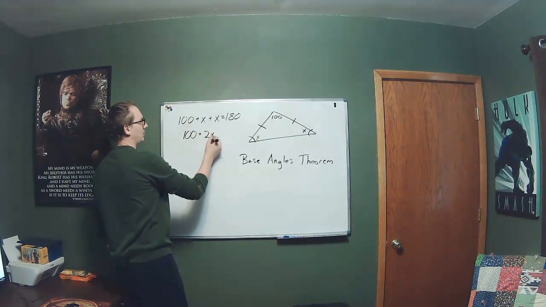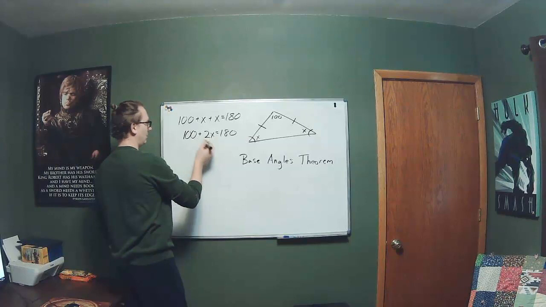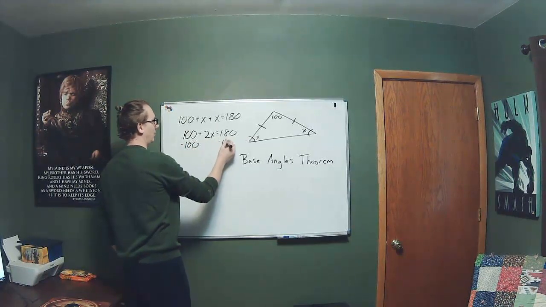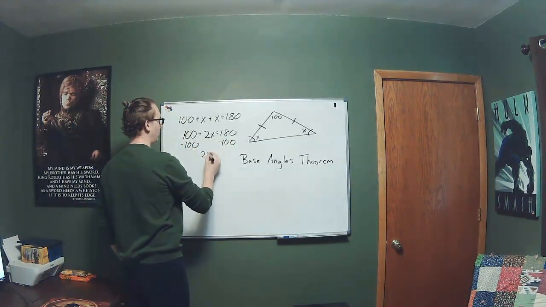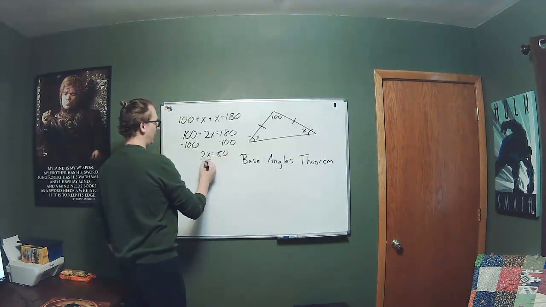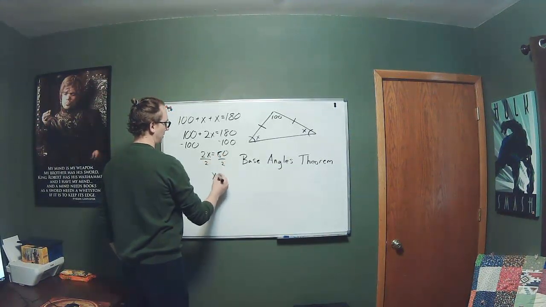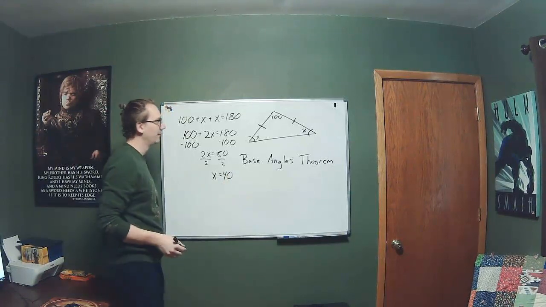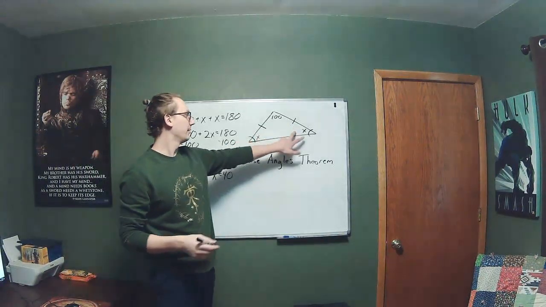Combine our like terms. Subtract 100. And 2x equals 80. X equals 40. So these are both 40-degree angles.